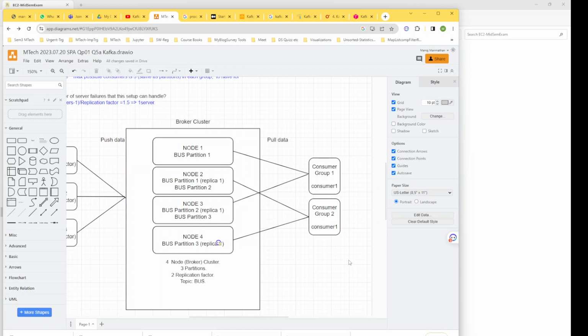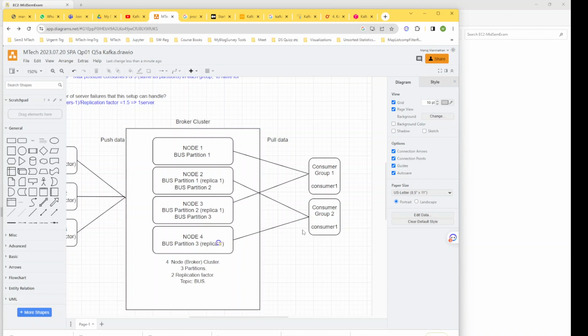Here we have bus partition 1 and partition 2. Based on what is this grouping? The only thing is we should not have the duplicate. So from partition 1 and partition 1, the duplicate should not go together to one group. That's the only criteria.